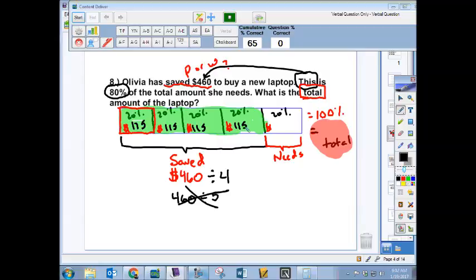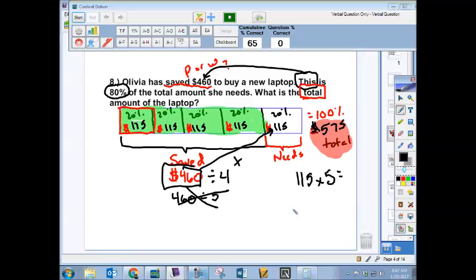Now remember, our question is asking for us to find the total. Give me one way that I can find the total. Jaden? Times 5. Good. Could do it that way. What's another way you could do it? Yep. All you have to do is add 460 plus the amount she needs, which is 115. That would give it to you also. Either way, we're going to get $575, right? So there's our answer, $575.